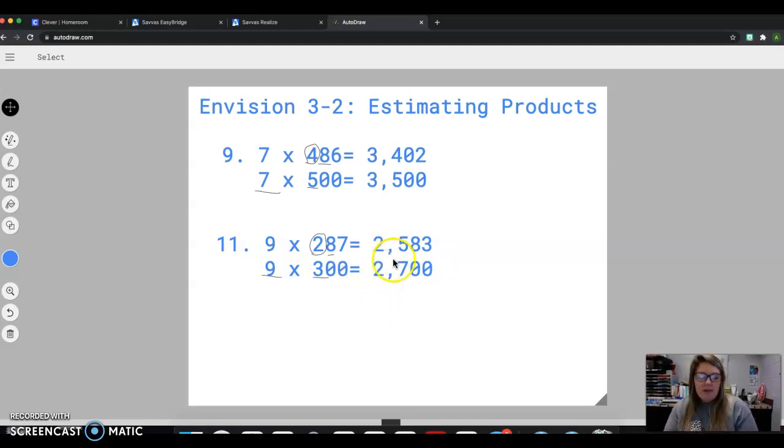Okay, so that is all we're going to be looking at for today. Be sure you come back tomorrow, and we're going to be looking at 3-3, and we're going to be talking about how to use arrays and partial products to solve multiplication problems.